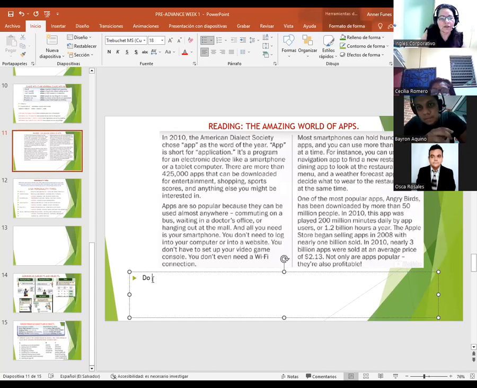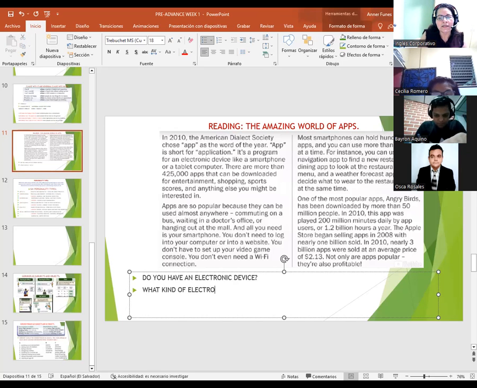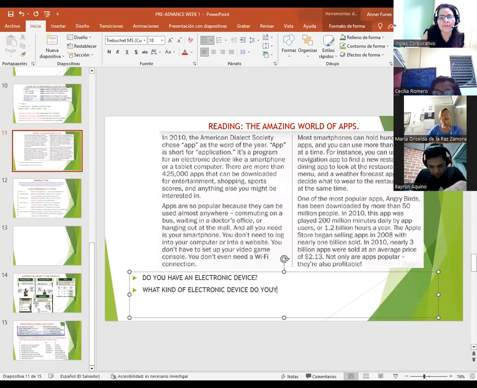A smart TV. This is the question. Do you have an electronic device? Second question. What kind of electronic device do you have? Okay. And the third one is this one.